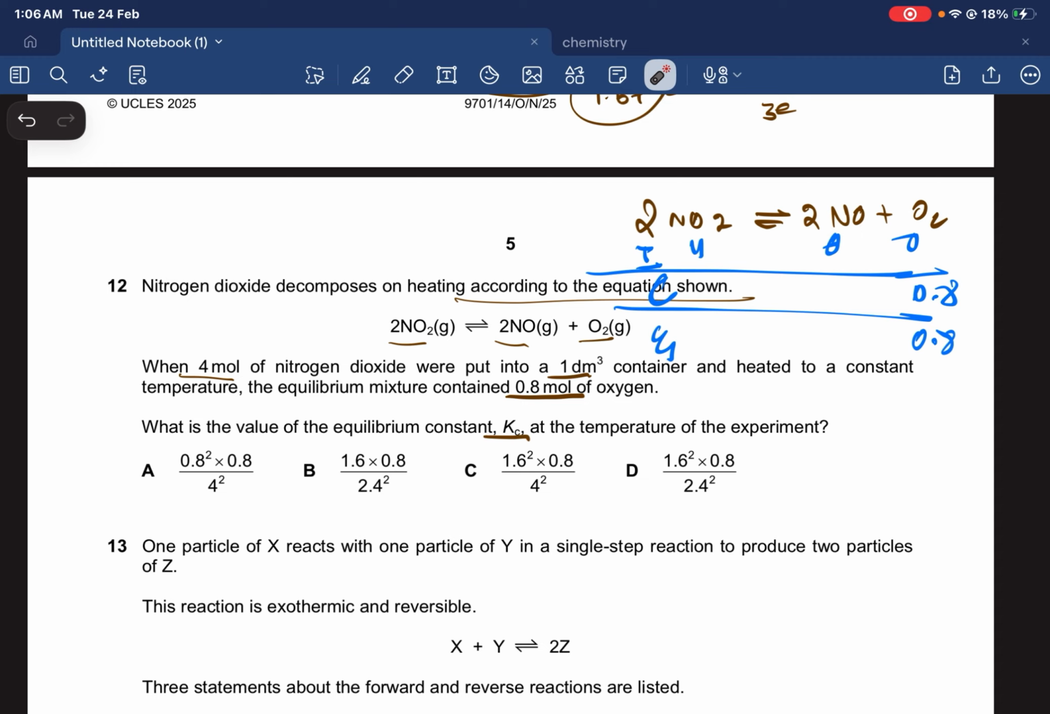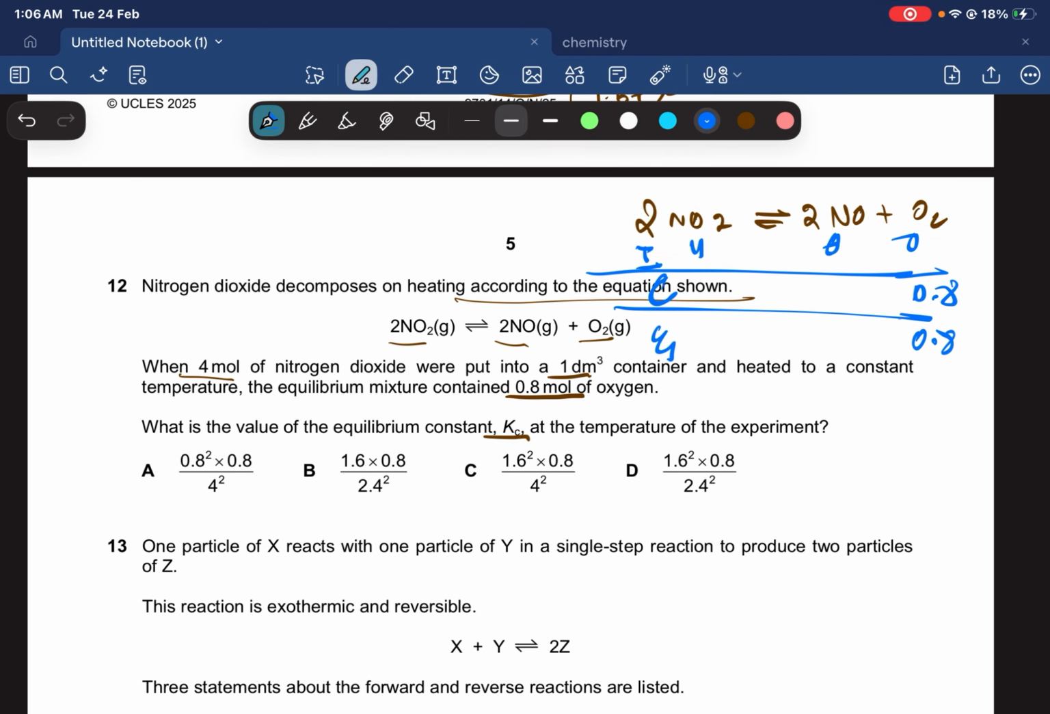Now look at the ratio between oxygen and nitrogen dioxide. It's 1:2. So that means double the moles of nitrogen dioxide are going to be utilized. So if 0.8 moles of oxygen are formed, 1.6 moles of nitrogen dioxide are utilized, right? And the ratio between nitrogen dioxide and nitrogen monoxide is the same. So 1.6 moles of nitrogen monoxide are going to be formed. Over here it's 4 minus 1.6. That is 2.4. So that's the equilibrium thing.